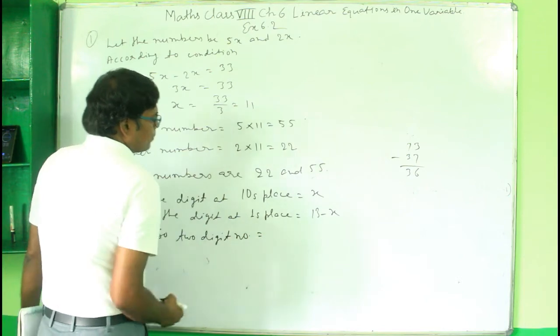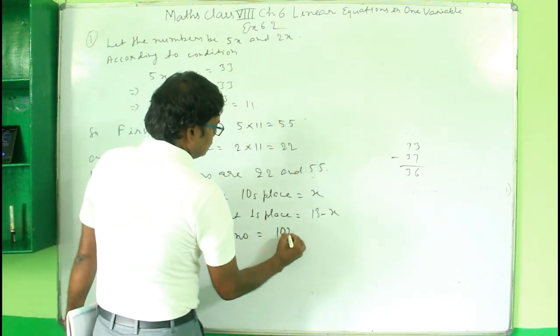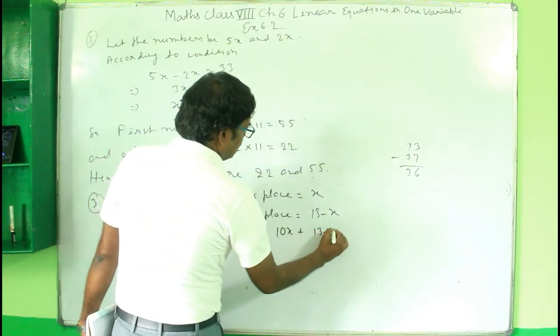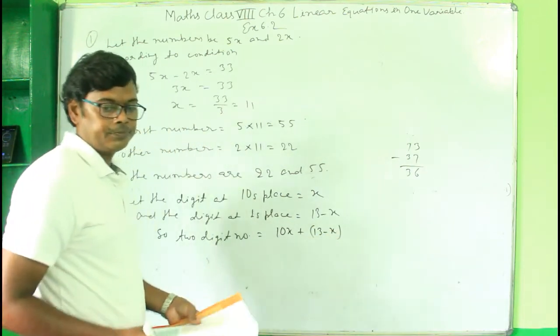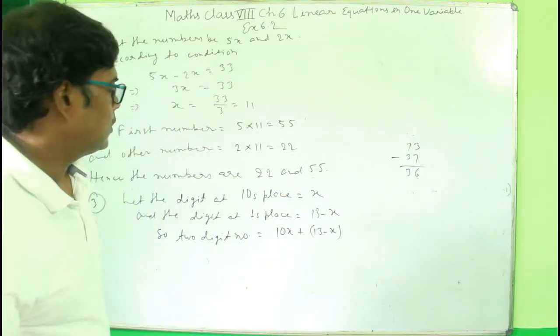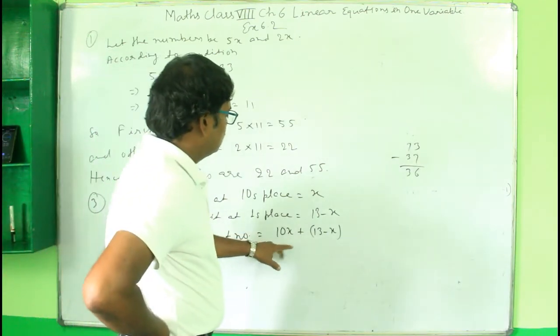Number equal to 10x plus 13 minus x. Okay, now see here. Here it is, 10x, because this is 33.